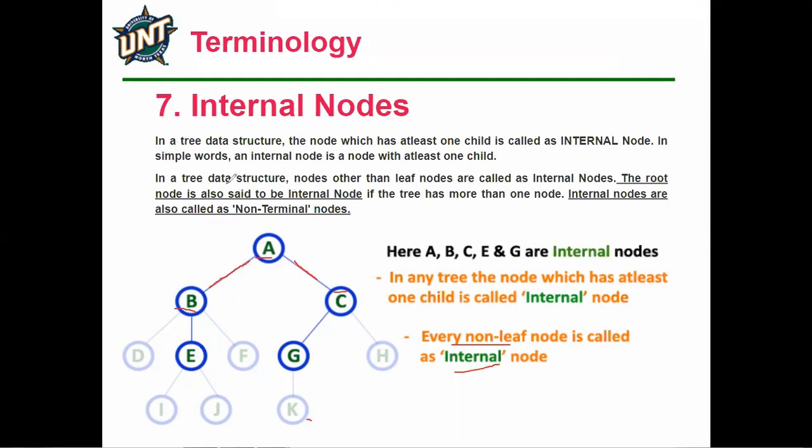The next point: in tree data structure, nodes other than leaf nodes are called internal nodes. The root node is also said to be an internal node. Why is it highlighted using underline? Because these points are very important. Again, I'm revising here. The root node is also said to be an internal node if the tree has more than one node. Yes, we can call the root node an internal node because it has more than one child.